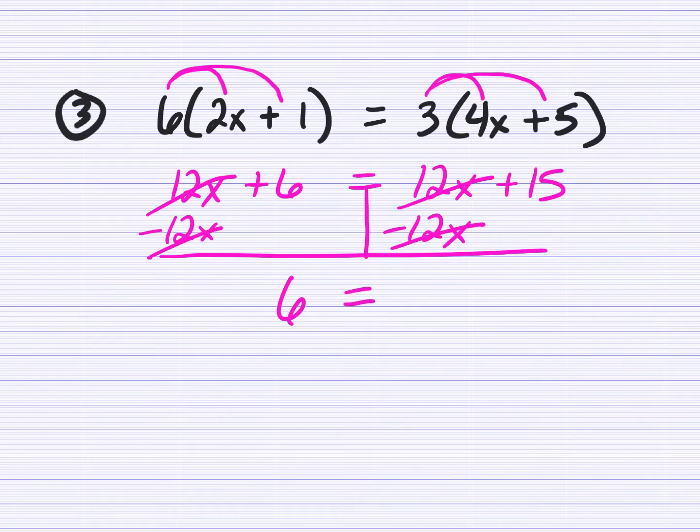Bring down my equal sign. And on the right-hand side, I have a positive 15. Now, on the last problem, we got a true statement, which meant all the numbers were our solutions. This one is a false statement. False statement means none of the solutions are your answers. There's not a single number out there that'll work for this one. So this is no solutions.